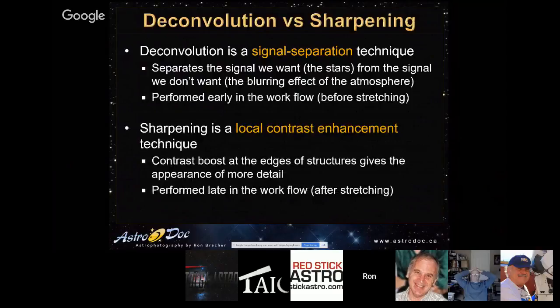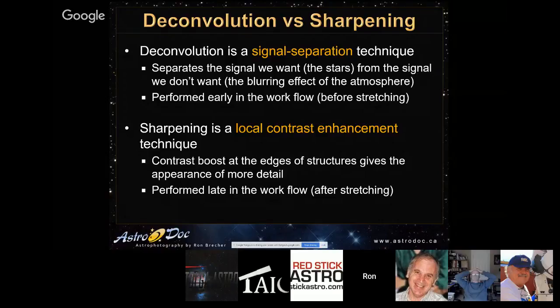Because deconvolution appears to sharpen things, I mean, it does improve the visibility of fine detail, it can get confused with sharpening, but they're quite different. Deconvolution is a signal separation technique. I think of it as taking the milk out of the coffee, if you know what I mean. You've got two things that are apparently inextricably linked together, and you use information about the way they're linked to back that effect out. So separating the signal we want from the signal that we don't want. And you have to do that early in the workflow, and I'll explain why in a moment.